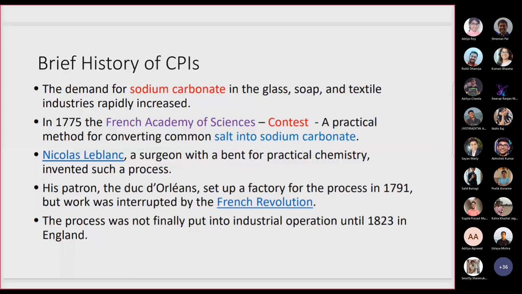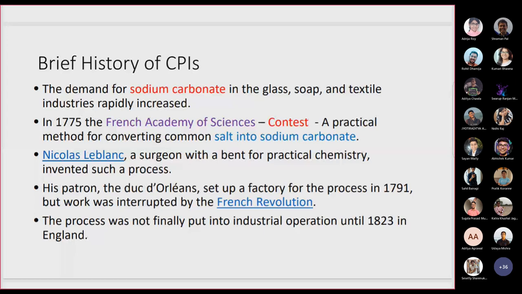So they wanted to produce it in large quantity. Although the chemistry to produce sodium carbonate was there, it was not from natural resources that could produce it in large quantity. So in 1775, the French Academy of Science conducted a contest: if anybody could develop a practical method for converting salt into sodium carbonate, they would be awarded prize money. So the famous Leblanc process started from there, Nicolas Leblanc.